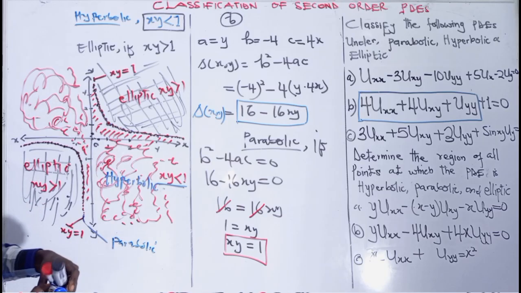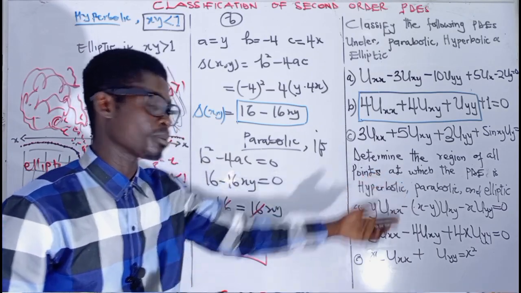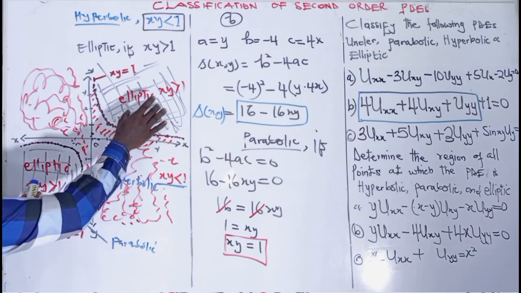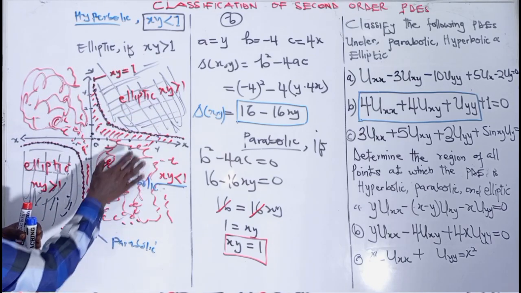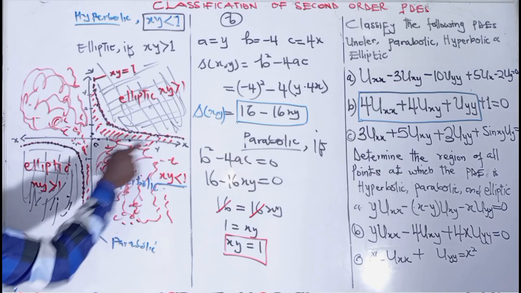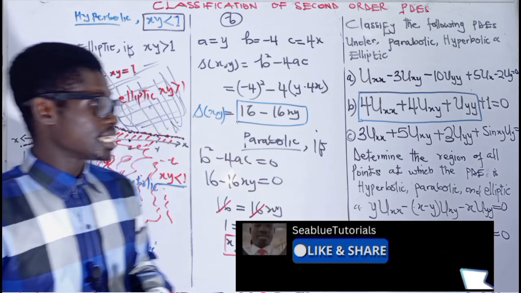As the question implies, we should determine the region of all points which make the PDE hyperbolic, parabolic, and then elliptic. So we have determined all the points. Any point here will make the PDE elliptic. Any point here will make the PDE hyperbolic. Any point on this line and this line will make the PDE parabolic. Very, very easy and simple.